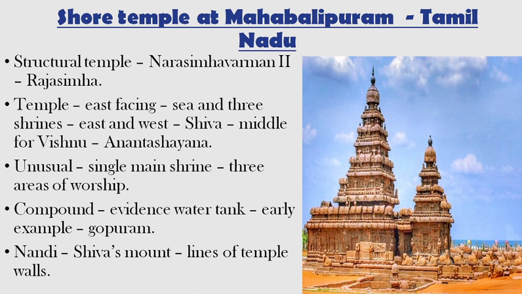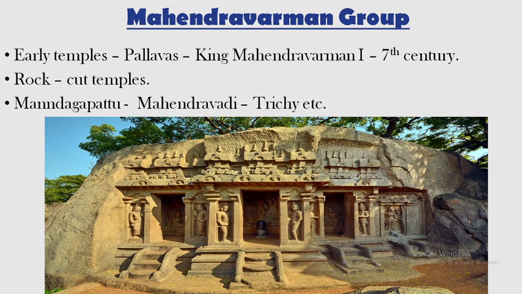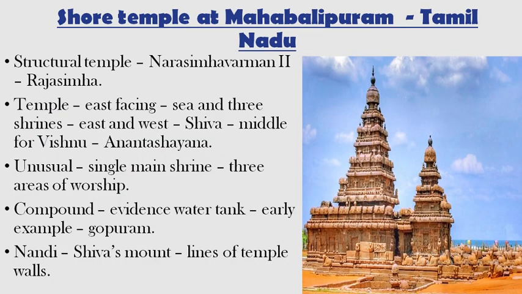In the compound, there is evidence of a water tank, which is an early example of a gopuram, and several other images. The sculpture of the bull Nandi, which is Shiva's mount, lines the temple walls. The temple has suffered severe disfiguration due to erosion by salt water laden air over the centuries.